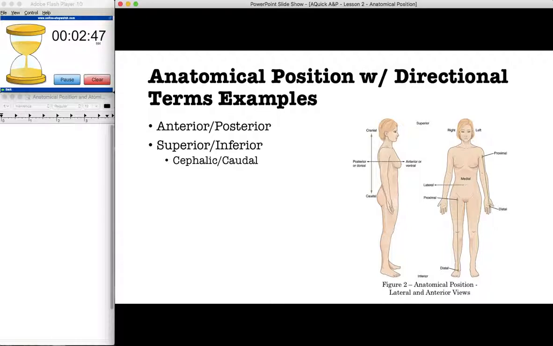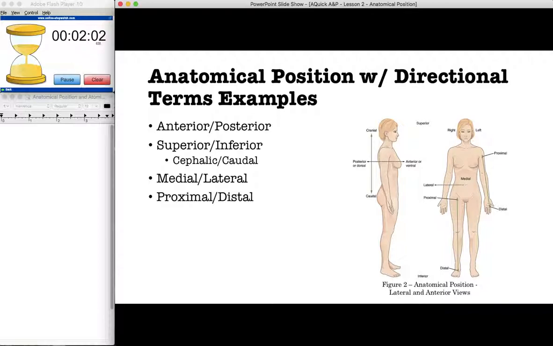Kind of similarly related are cephalic and caudal. Cephalic is similar to superior. Cephalic means towards the head. The eyes, nose, and mouth are located cephalically. Similar to inferior is caudal. Caudal means towards the tail, so you can think of your tailbone. The legs, knees, and feet are located caudally. Medial means towards the midline of the body. The ulna is on the medial side of the forearm. Lateral is away from the midline of the body, so the radius is on the lateral side of the forearm.